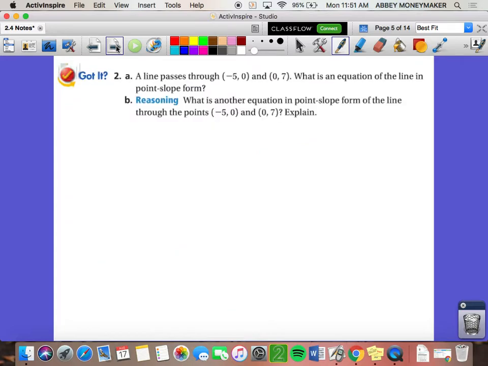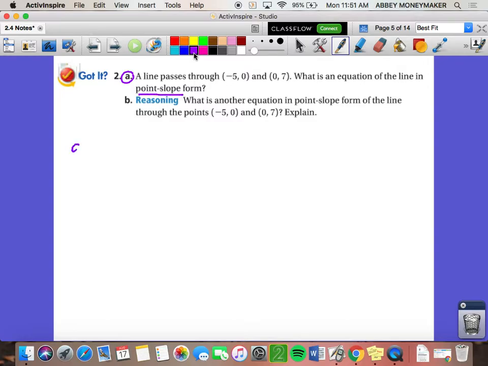So on this next one, if you want to go ahead and try and see if you can figure it out on your own, you're more than welcome to. If you want to keep following along with me, let's keep it going. So we're going to do the same thing here on problem A. A line passes through the point -5, 0, and 0, 7. What is the equation in point slope form?